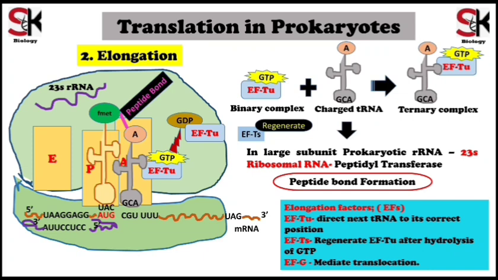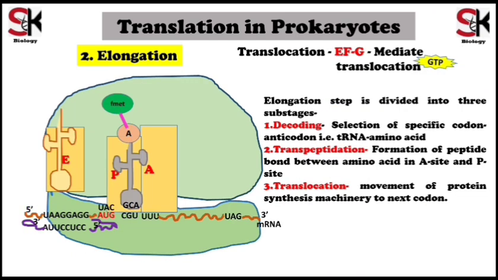After peptide bond formation, the ribosome moves to the next codon. This step is called translocation, which is carried out by elongation factor EF-G. Due to movement of the ribosome, the A site is now empty. As per the next codon in mRNA, the next tRNA with amino acid will come to the A site and a peptide bond will be formed between the second and third amino acids. Every time, uncharged tRNA is moved towards the E site, that is the exit site.